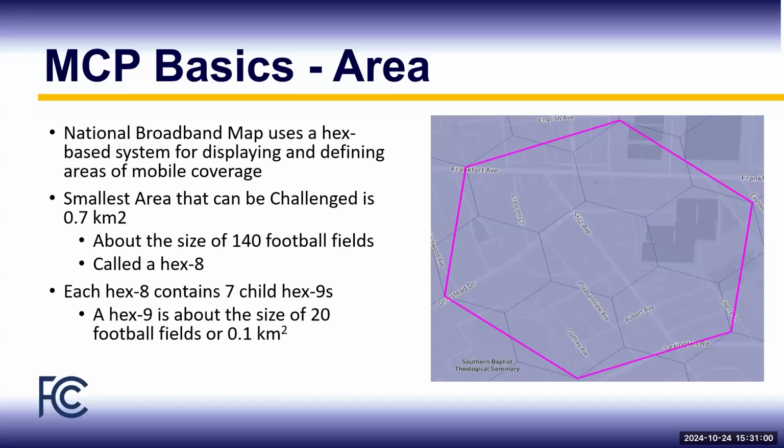In particular, the mobile challenge process uses resolution 8 hexagons, or hex 8s, as the smallest geographic area for a cognizable mobile challenge. We typically refer to hexagons in terms of their parent-child relationship. For example, a parent hex 8 contains 7 child hex 9s, as shown in the image on the right. A hex 8 is about 0.7 square kilometers, and a hex 9 is about 0.1 square kilometers, or roughly 20 football fields. Next slide, please.